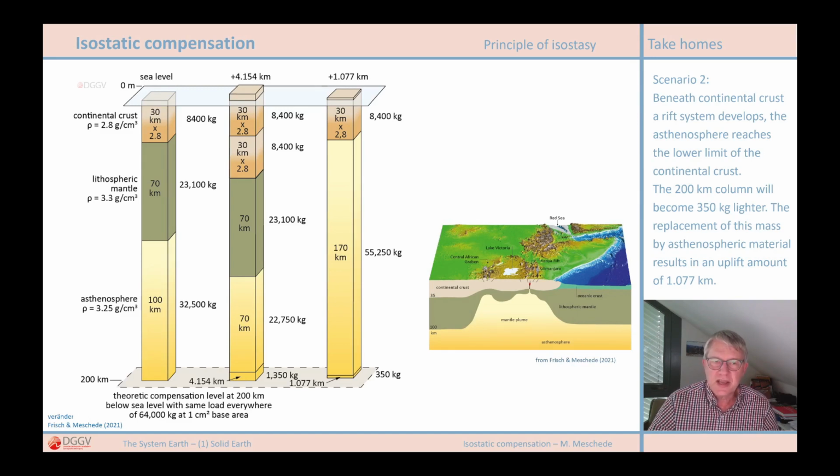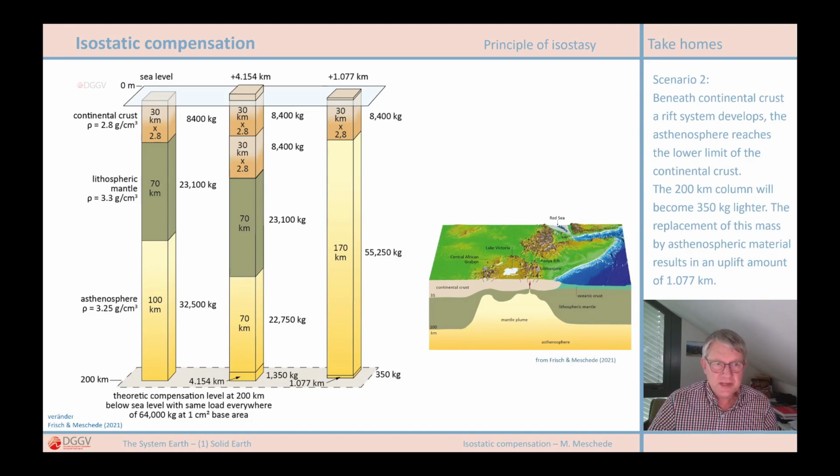However, since the asthenosphere is slightly lighter than the lithospheric mantle, the column beneath the rift system also becomes lighter overall in this scenario. Therefore, also in this case, a certain amount of flowable asthenosphere has to be pushed in from below to replace the missing mass. The result is also an uplift in the rift area. It is not as much as in the case of crustal doubling, but here too it is a noticeable amount of more than 1 kilometer, precisely 1,077 meters, which corresponds to a weight of 350 kilograms of asthenospheric material.